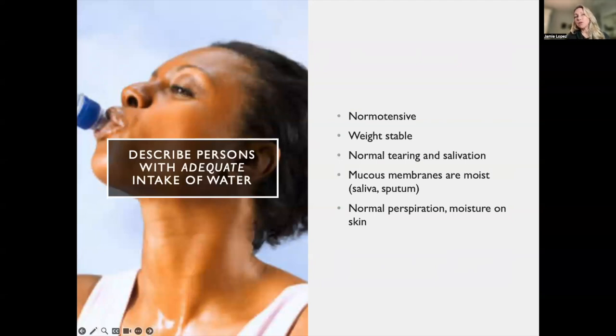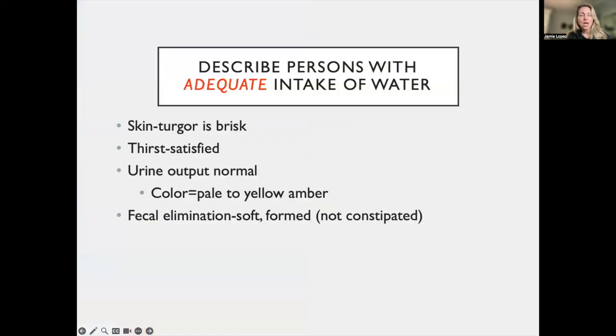I don't know if you've ever seen a dehydrated sick baby before, but if you have, they will be crying and no tears are coming out. And then you just know, oh, this baby's so dehydrated. If they're crying and the tears are flowing, then you know that they have pretty adequate hydration, at least at that moment. So our skin turgor is brisk.